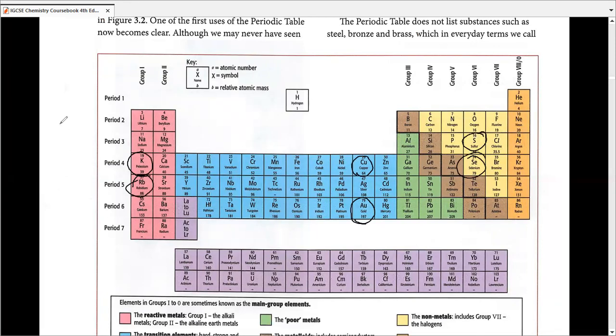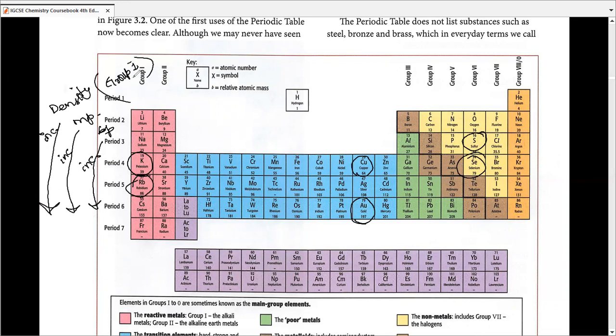So if I talk about density, I say it increases from top to bottom in a group. In case of melting point, it also increases top to bottom in a group. In case of boiling point, it also increases top to bottom in a group. That goes for all groups except group 1, which is going to behave differently, in which case density would increase, but melting and boiling points will not increase. Instead, the opposite would happen and they would decrease.